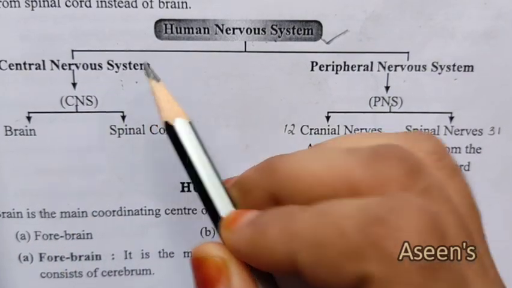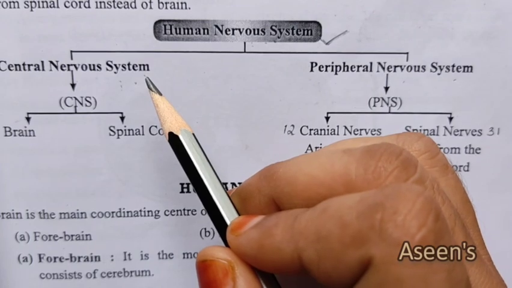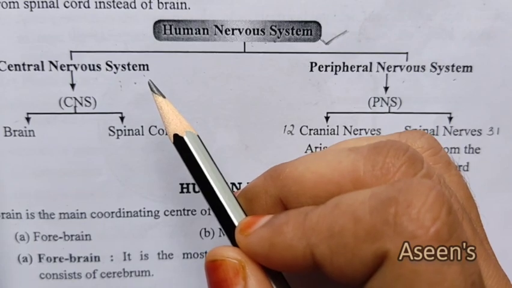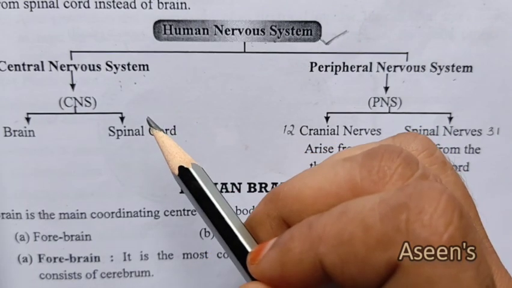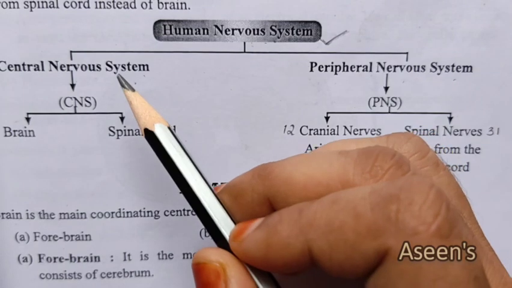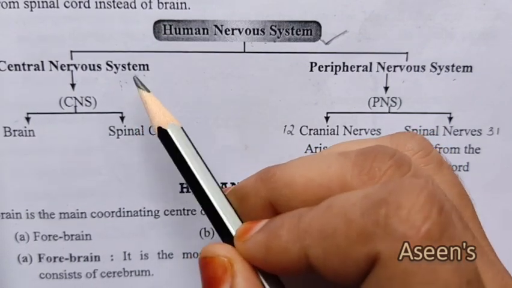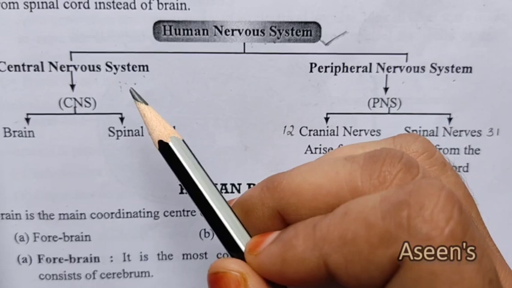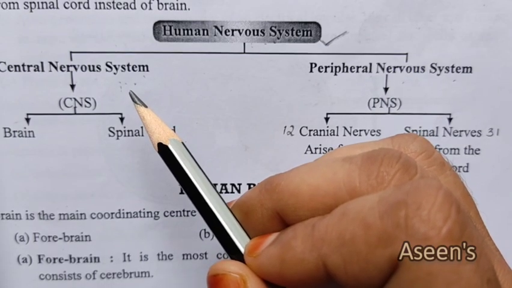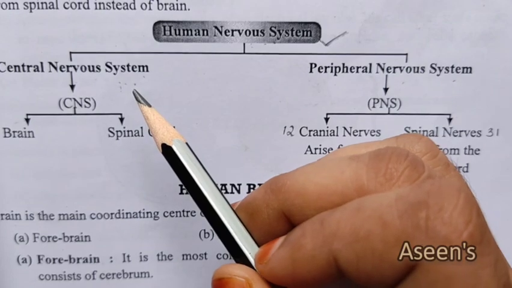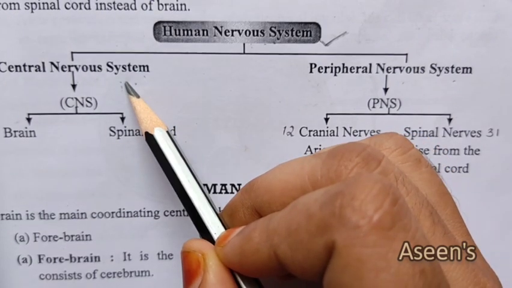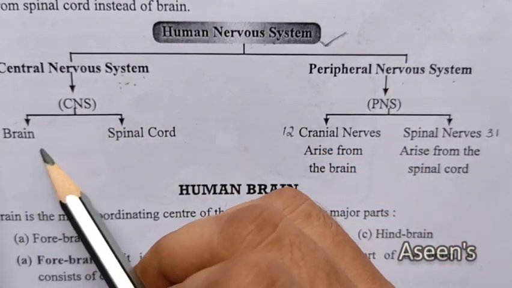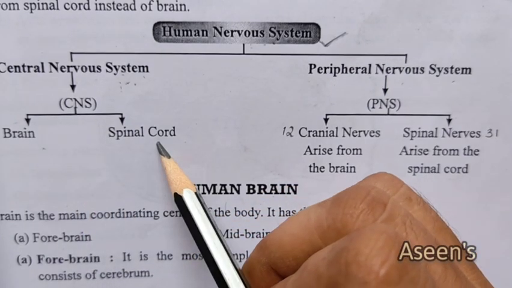So the central nervous system is the main component. It's like the headquarters of your nervous system. When you say it's the headquarters, that means everything that is happening throughout the system is controlled by the headquarters. Your central nervous system is something like that. Everything that is happening inside your body, which is under the governing of your nervous system, is controlled, coordinated and governed by your central nervous system. This central nervous system is again divided into two parts: the brain and the spinal cord.